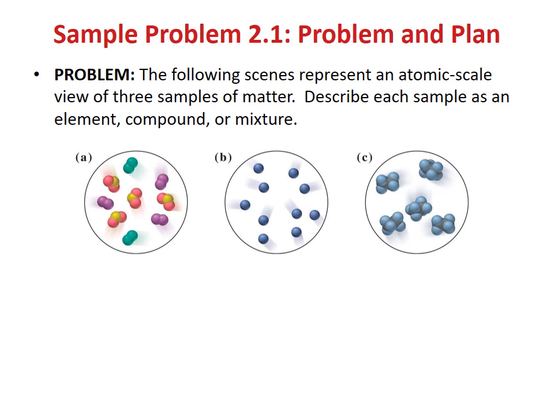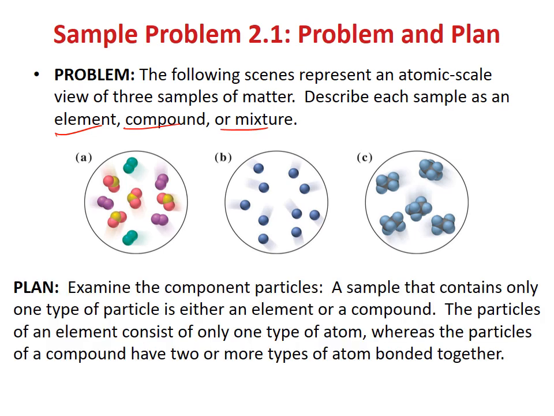Sample problem 2.1. The following pictures represent an atomic scale view of three samples of matter. Describe each sample as an element, compound, or mixture. To answer this question, we need to examine the component particles. A sample that contains only one type of particle is either an element or a compound. The particles of an element consist of only one type of atom. The particles of a compound have two or more types of atoms bound together.